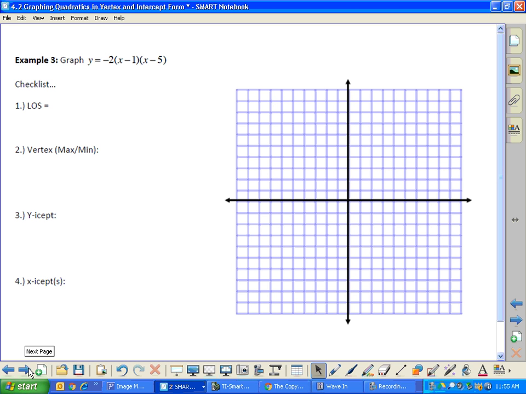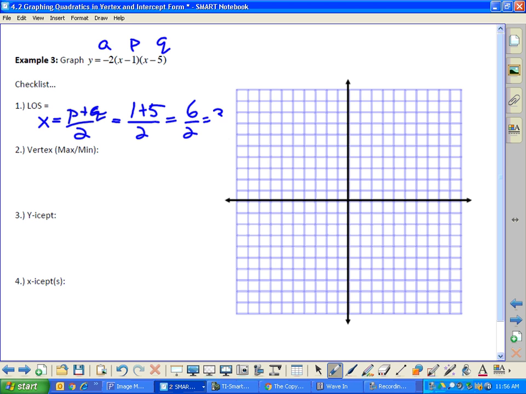So what I notice is that in example 3, we have a is -2, a p value of 1, and a q value of 5. So if I want to find my axis of symmetry, I just do p plus q over 2. Well, that's supposed to be a q. So I'm going to do 1 plus 5 over 2. That is 6 over 2, which is 3.